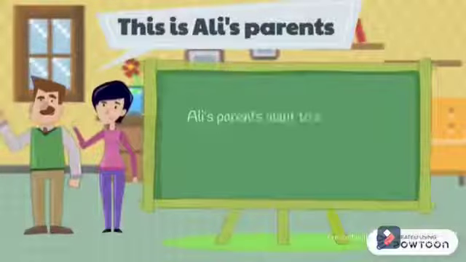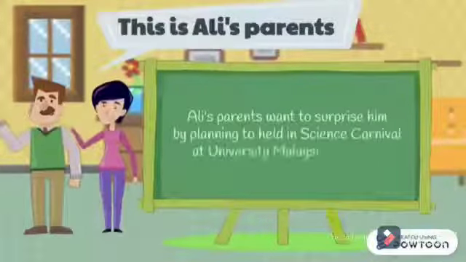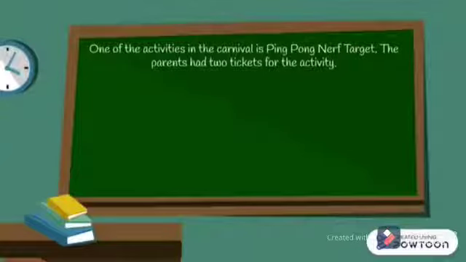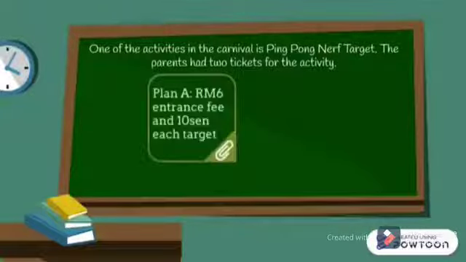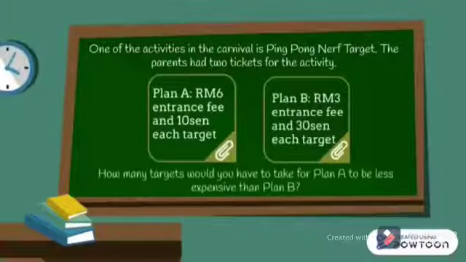Ali's parents want to surprise him by planning to hold a science carnival at University Malaysia Kelantan. One of the activities being held is ping pong nerf target, and they had 2 tickets for the activity, which are separated into 2 plans. So the problem is how many targets would you have to take for plan A to be less expensive than plan B.